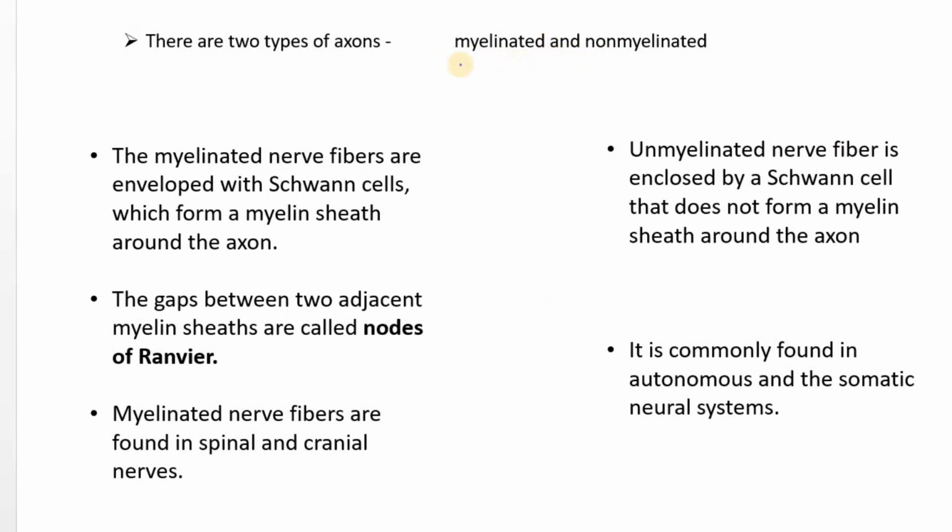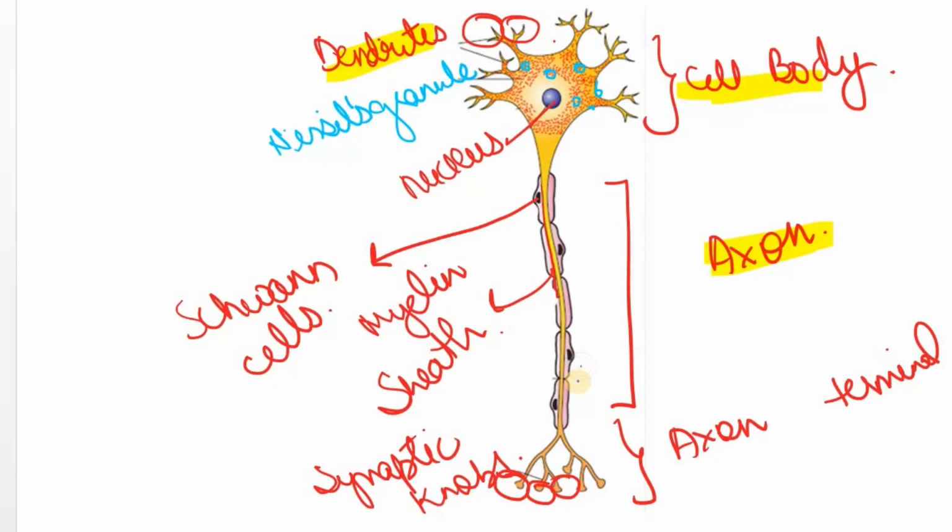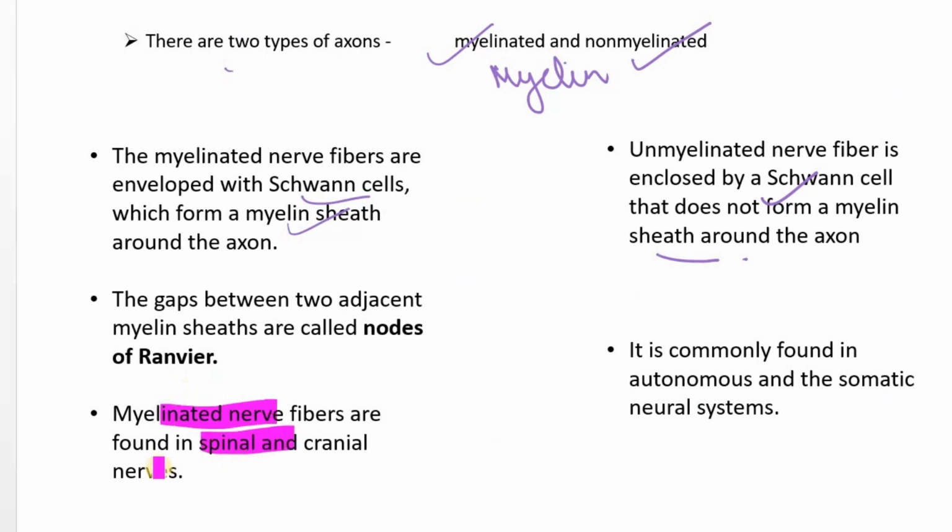As I told you earlier, axon के ऊपर एक पतली लेयर प्रेजेंट होती है, that is known as myelin. On the basis of this, axons are of two types, myelinated axons और non-myelinated. Myelinated axon के ऊपर Schwann cells present होते हैं which form the myelin sheath. हालांकि unmyelinated nerve fiber के ऊपर भी Schwann cells होते हैं but these do not form the myelin sheath around the axons. And the gap between two myelin sheaths is known as nodes of Ranvier. Myelinated nerve fibers are present in spinal and cranial nerves, and unmyelinated nerve fibers are present in autonomic and somatic neural system.